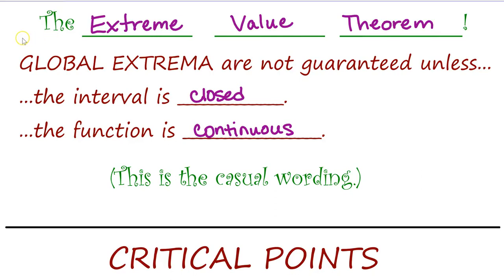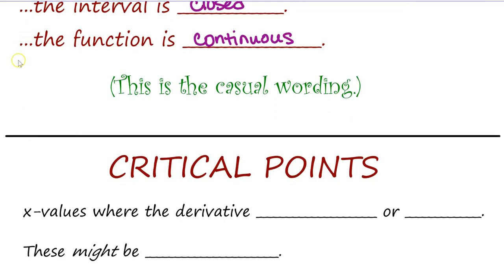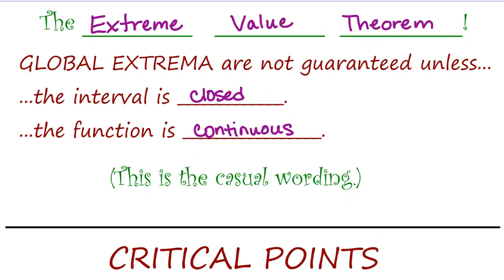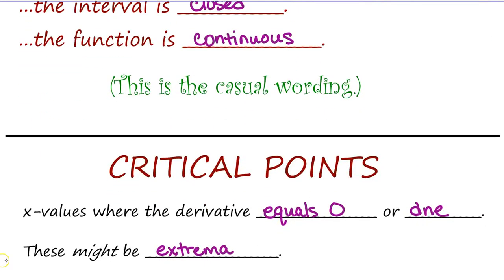All right, so here's the second part of today's lesson, and we're going to talk about something called critical points. Critical points are x values where the derivative equals 0 or does not exist. These are important because they might be extrema. In other words, they might be places where you have maxes and mins. So let's take a look at why that's true.